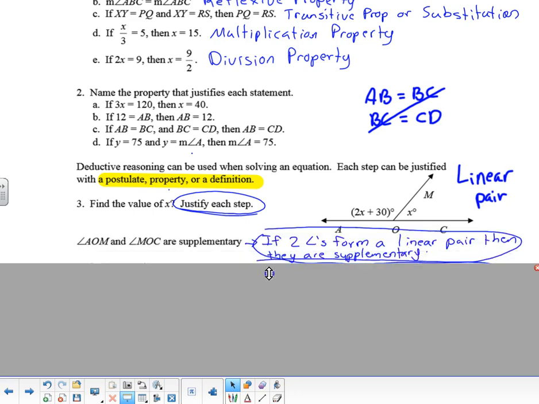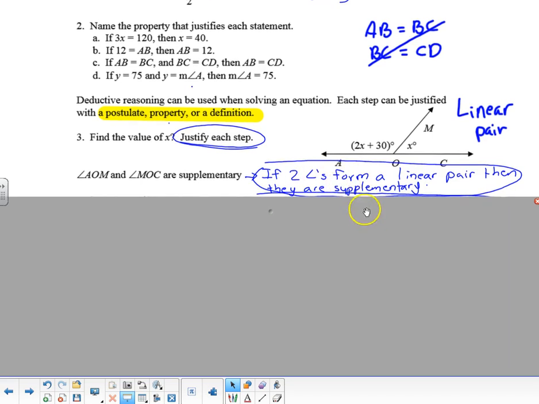Angle AOM and angle MOC are supplementary. Now here's the reason. If two angles form a linear pair, then they are supplementary. All right. So we see that right from the picture, that they form a linear pair.